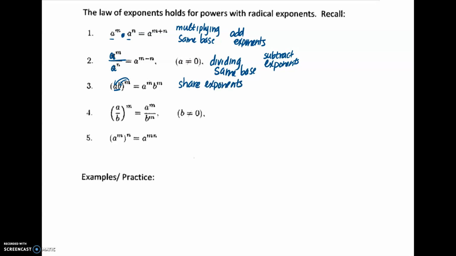Then we have a quotient of a power, and this means we're also sharing the exponent. And then finally, we have a power to a power, and that means you're going to multiply exponents. So this is power to power, multiply exponents. So there's going to be a lot of variety of the type of practice problems we're doing.